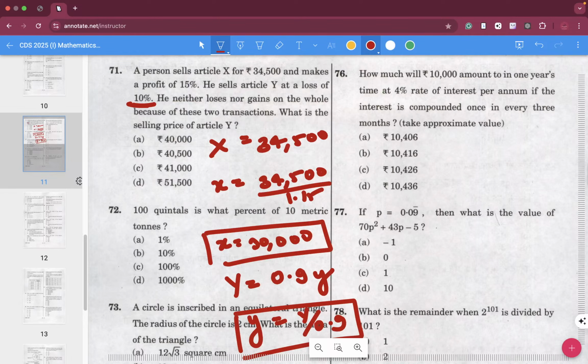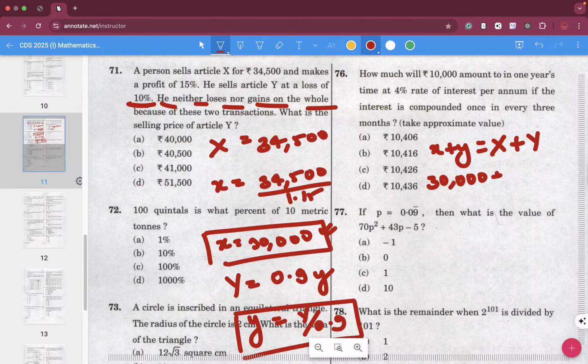Now he is saying he neither suffered a loss nor made a gain in the whole transaction because of these two transactions. What is the selling price of x? So what does it mean? Small x plus small y, which means the cost price of x and the cost price of y, is equal to the selling price of x plus the selling price of y. Is that what we have been assuming so far? Small x value is how much? We have calculated over here 30,000 plus y. Capital X is equal to how much?